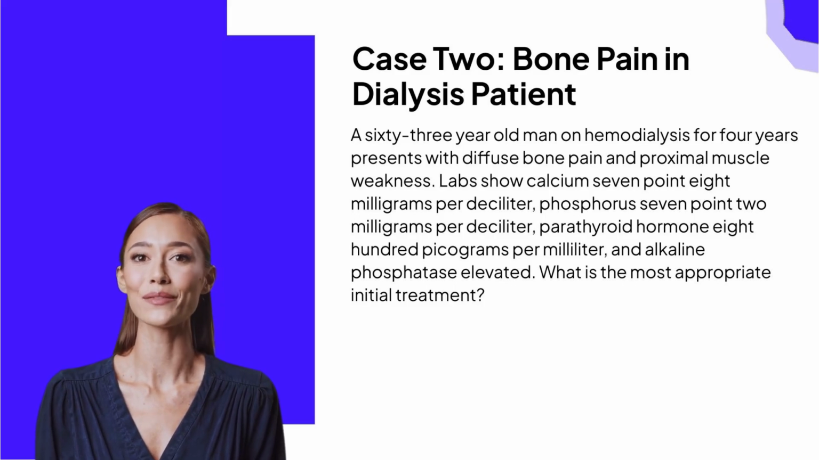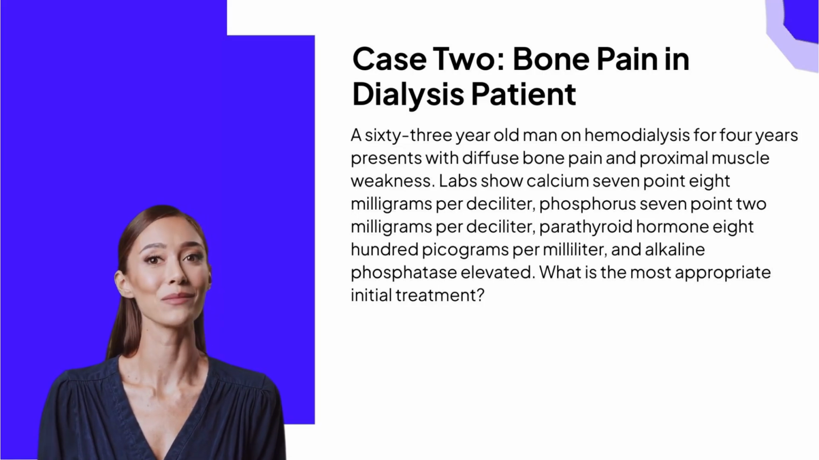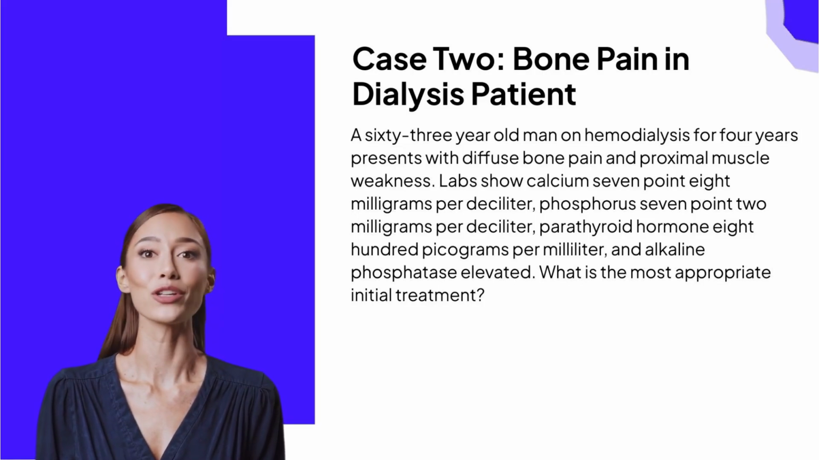Take a moment to think. Look at that triad. Low calcium, high phosphorus, sky-high PTH. That is your pathognomonic combination.